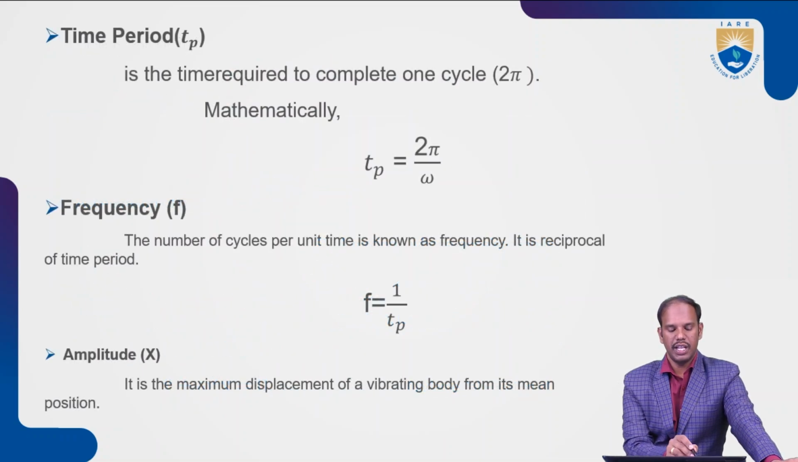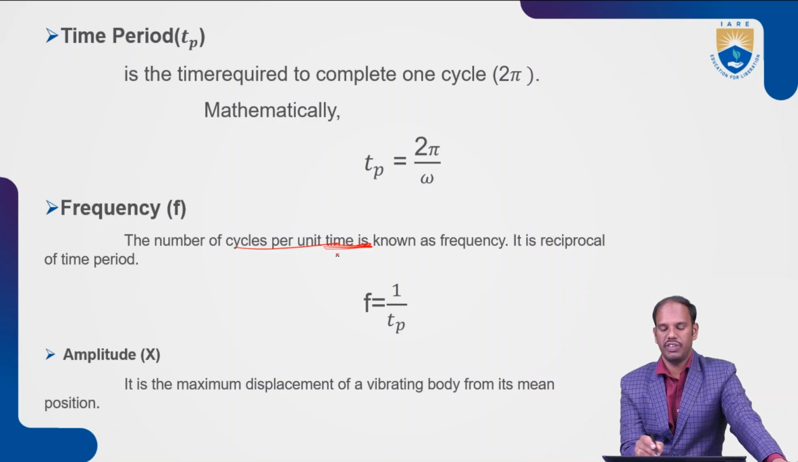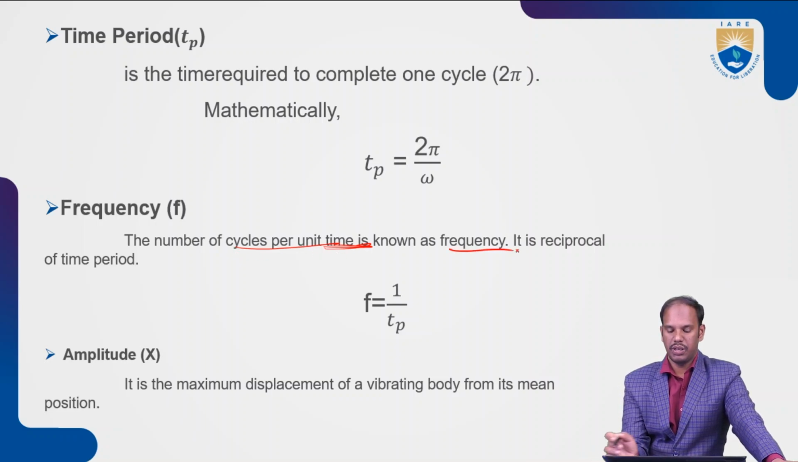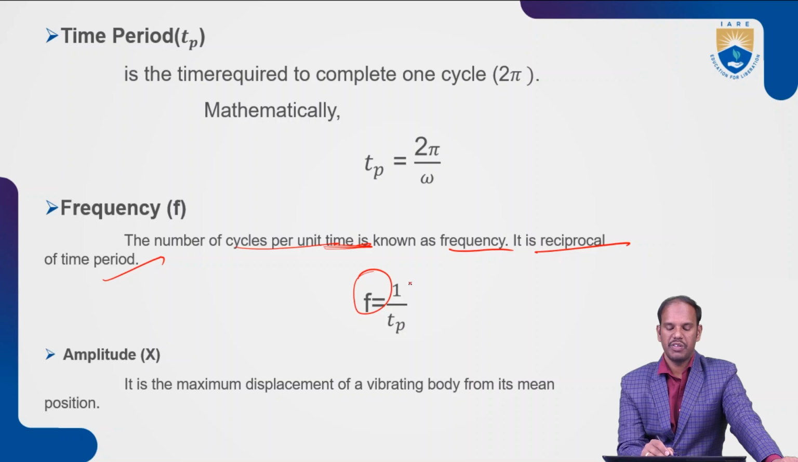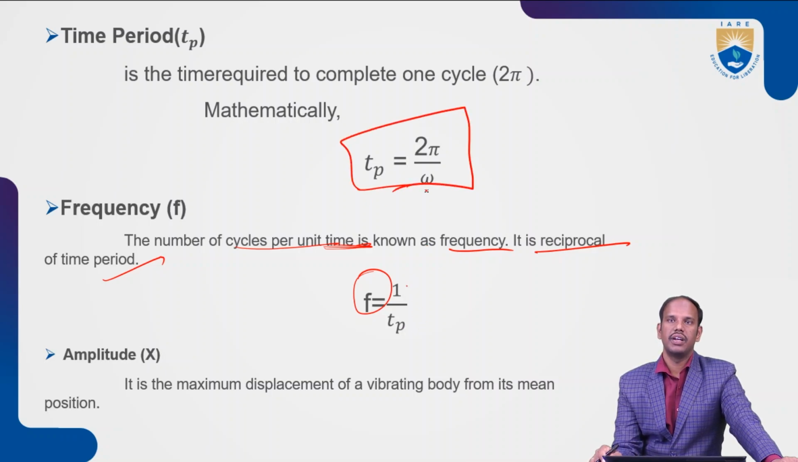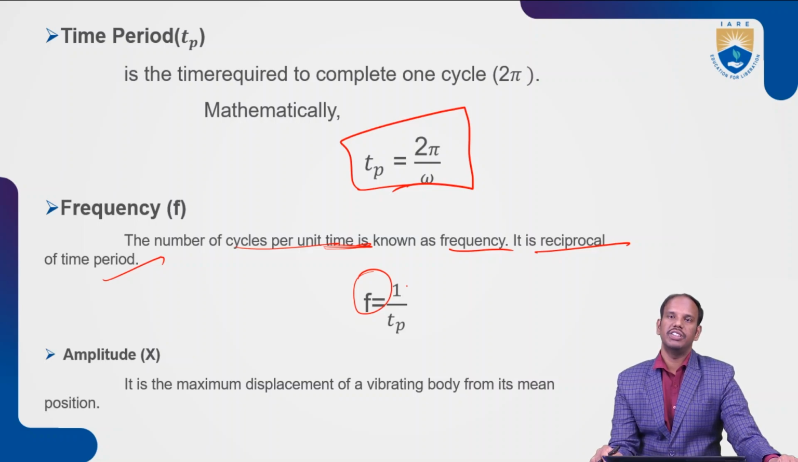So frequency is the number of cycles per unit time. Here it is in the reverse case: the number of cycles per unit time is known as frequency. It is the reciprocal of the time period, so we can write it as 1 by Tp. Tp we already know is 2 pi by omega, so if we want the frequency, it will be omega by 2 pi, because it is the reciprocal of the time period.